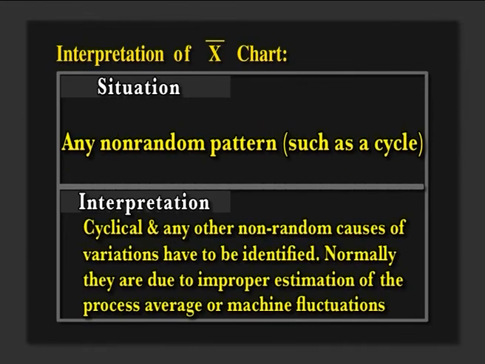Any non-random pattern such as cyclical, and any other non-random causes of variation, have to be identified. Normally, they are due to improper estimation of the process average or machine fluctuations. So, if you observe all these things in the chart, it explains that the process average is out of control. So, you have to see what actually is causing the problem in the process.